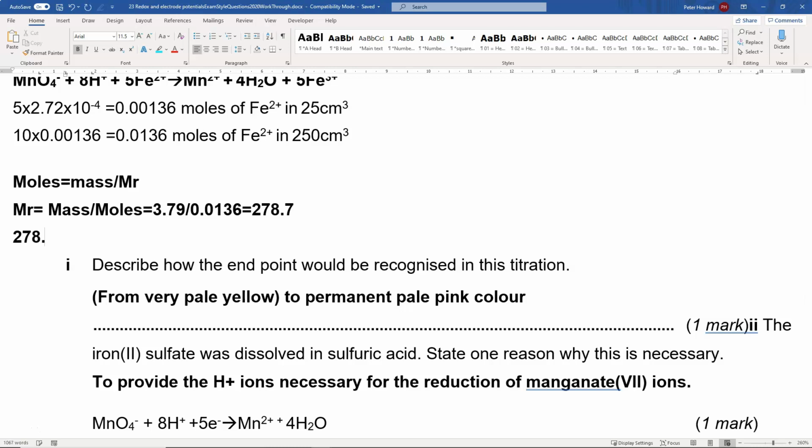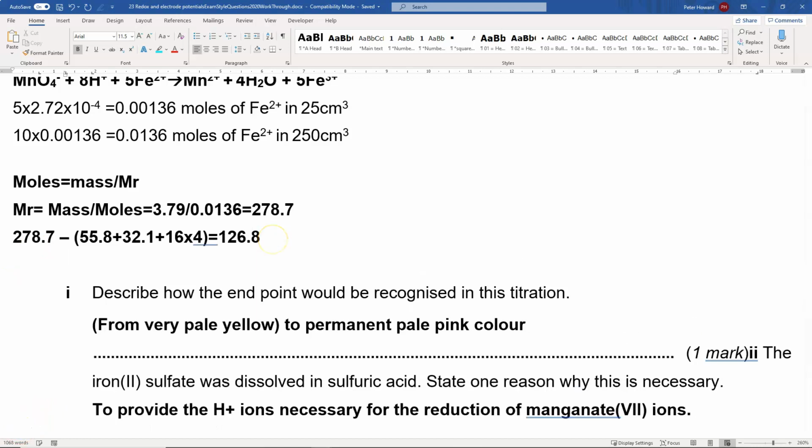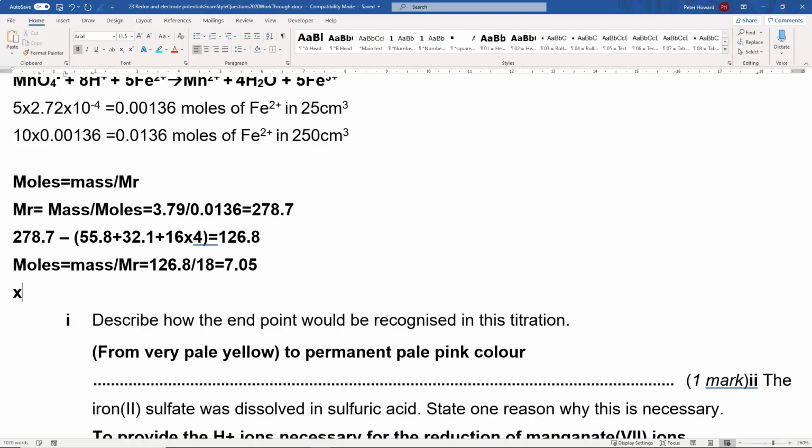So if we take the mass of the hydrated compound and take away the mass of iron sulfate, which is iron 55, its molar mass, plus sulfur 32.1 plus 16 times 4, this will give us the mass of water which is present. Now we need to work out how many moles of water is present. Moles equals mass over Mr, so we've got a mass of 126.8 divided by the molar mass of water, which is 18, giving us a value of 7.05, so x is equal to 7. So we've got that question done.